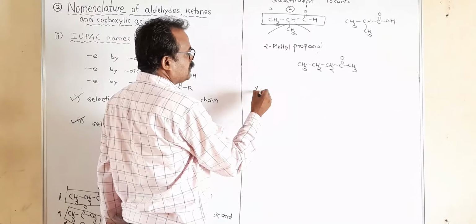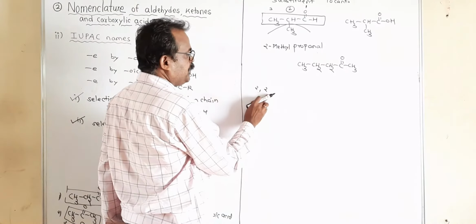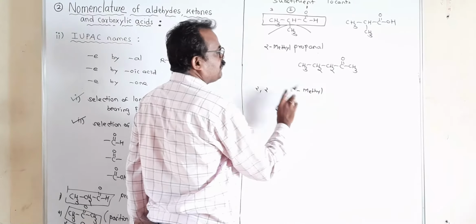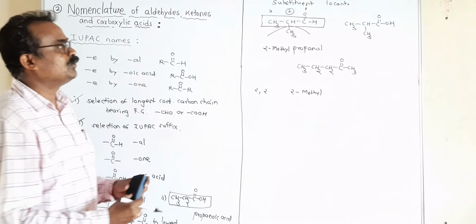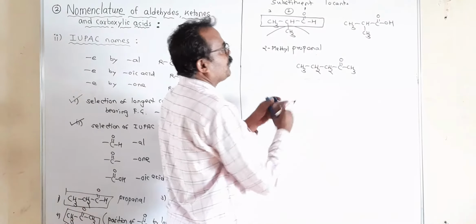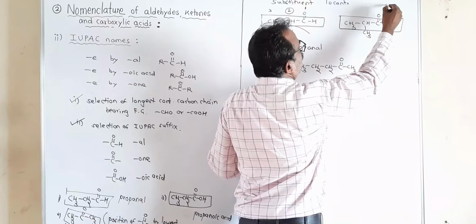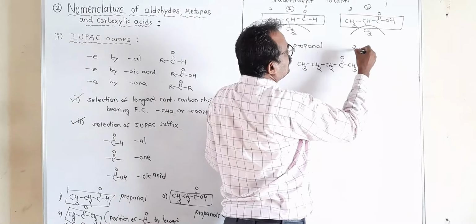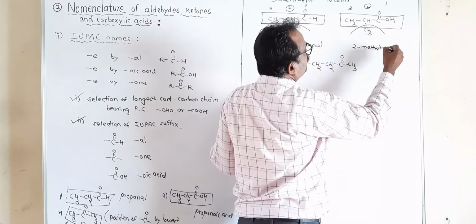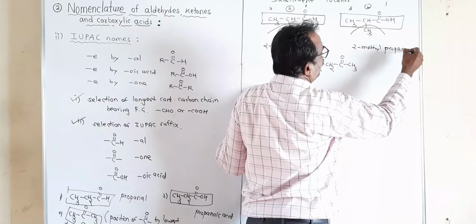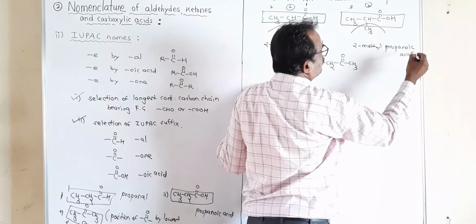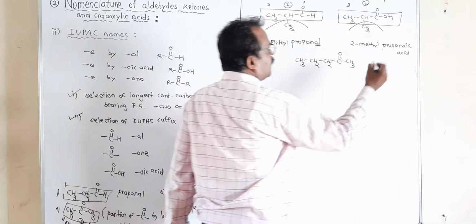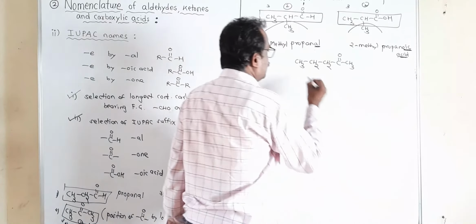So between two numbers use a comma, and between number and name you use a hyphen and write in continuous form. So this is known as 2-methylpropanal. This is carbon 1, 2, 3. On the second carbon, there is a methyl group. So this is known as 2-methylpropanoic acid. Propane, E replaced by -oic acid. So in aldehyde we are using -al, in acid -oic acid, and in ketone -one.